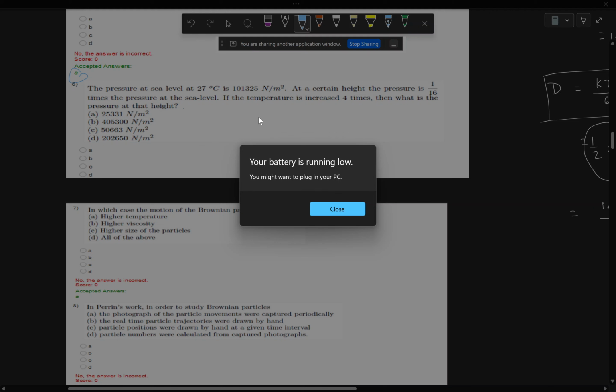at, so just one second, I have to connect the charger for the laptop. Just give me 1 second.